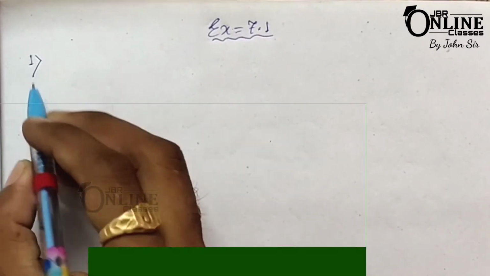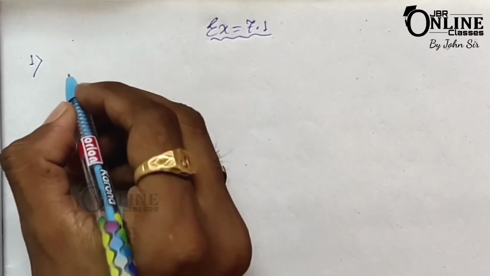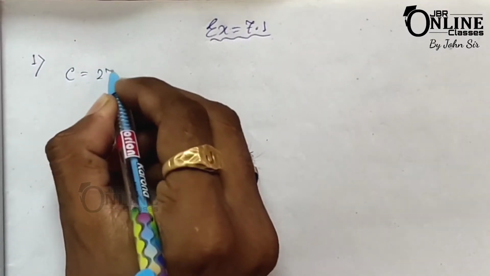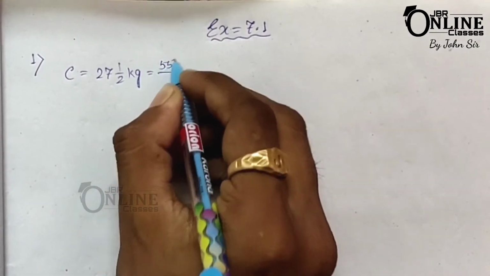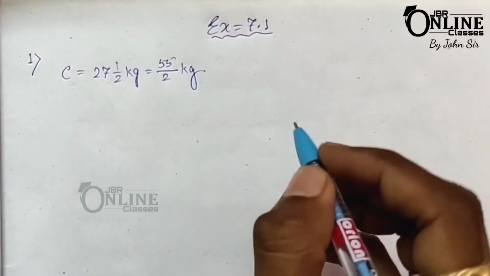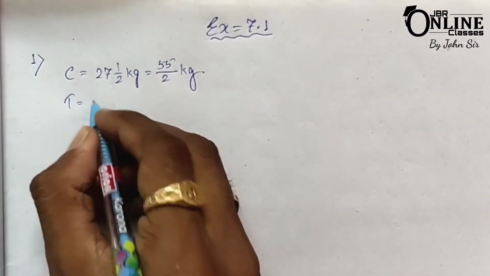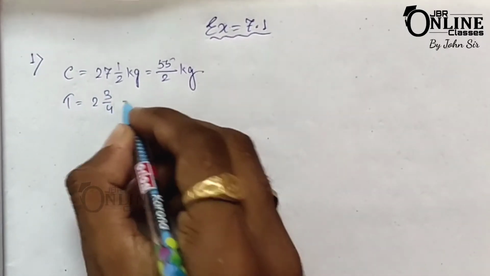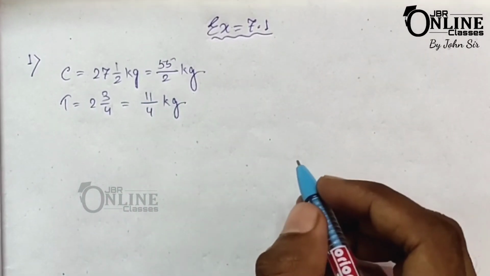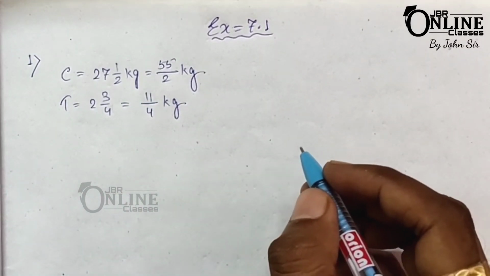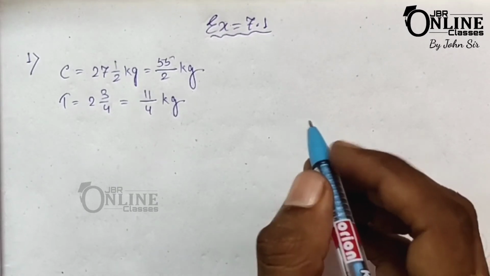So here the first problem: an alloy consists of 27.5 kg of copper. So copper equals 27.5 kg, that means 55 by 2 kg, and 2 whole 3 by 4 kg of tin. So tin equals 2 whole 3 by 4, that means 11 by 4 kg. Now find the ratio by weight of tin and alloy. So you have to find out the ratio between the tin and the alloy.